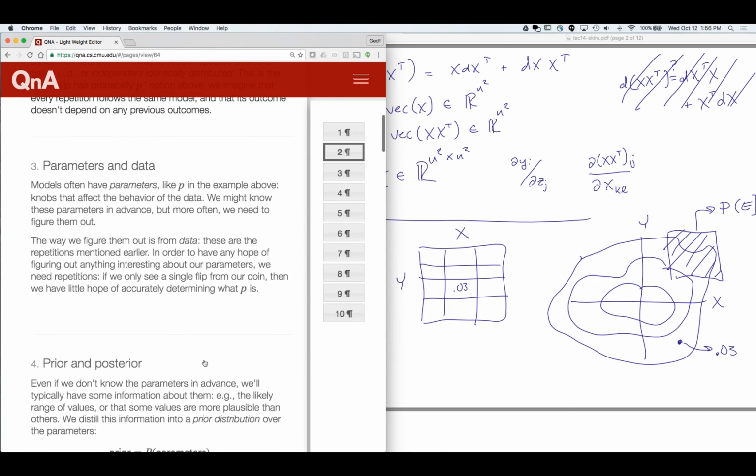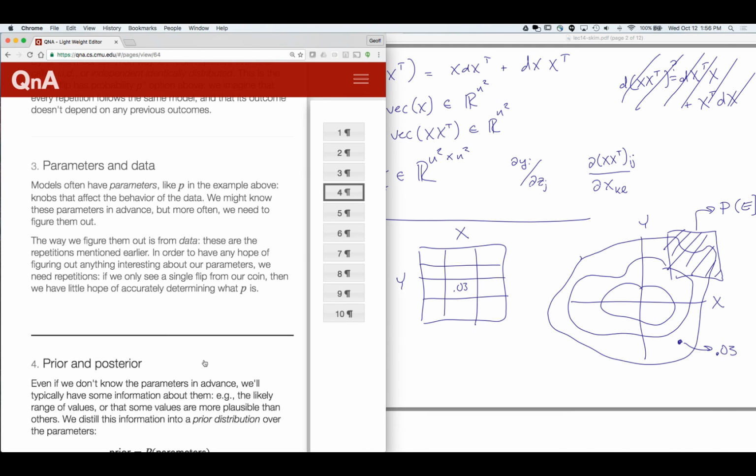All right, so our model has a parameter p. In general, models will have more than one parameter. You could have thousands, millions, billions of parameters. And we might, if we're lucky, know the values of the parameters, but often the question that we have to answer is to figure out the values of these parameters from data.